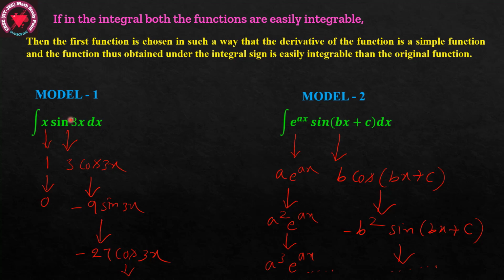That means in this first example, the x function we have to take as the u function, that is the first function, and sin 3x we have to take as the second function, that is v. So why? Because the simple function here is the x function.